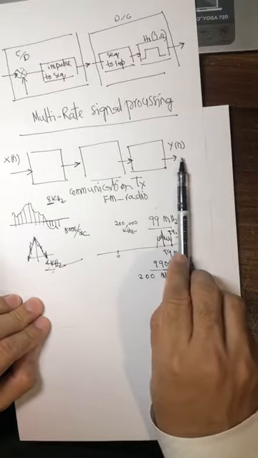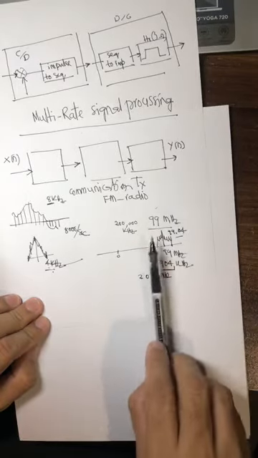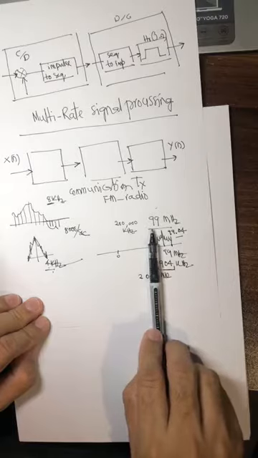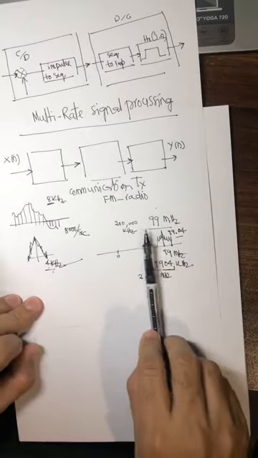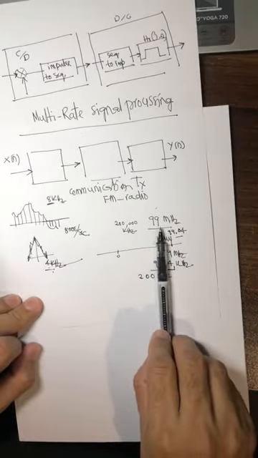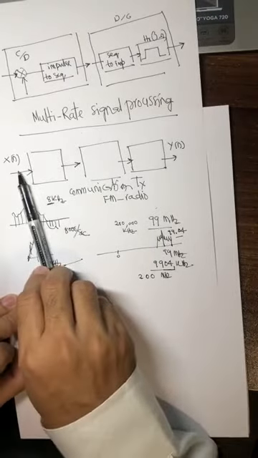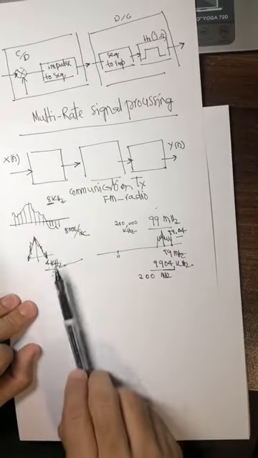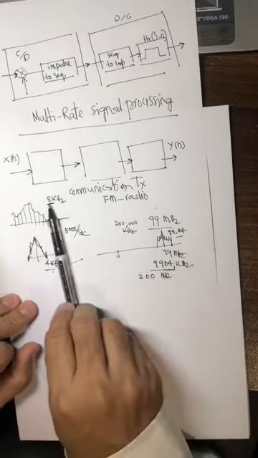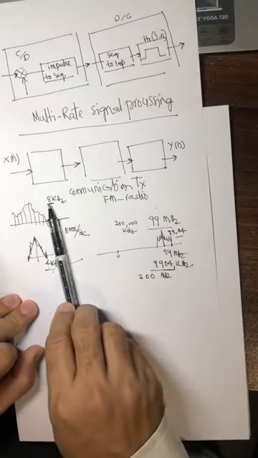And the same happens at the receiver. At the receiver, you are receiving a signal which is at 99 megahertz, so it has to be sampled at twice the maximum frequency. But once you are playing it on the speaker, it is only a 4 kilohertz signal, which is sampled at 8 kilo samples per second.